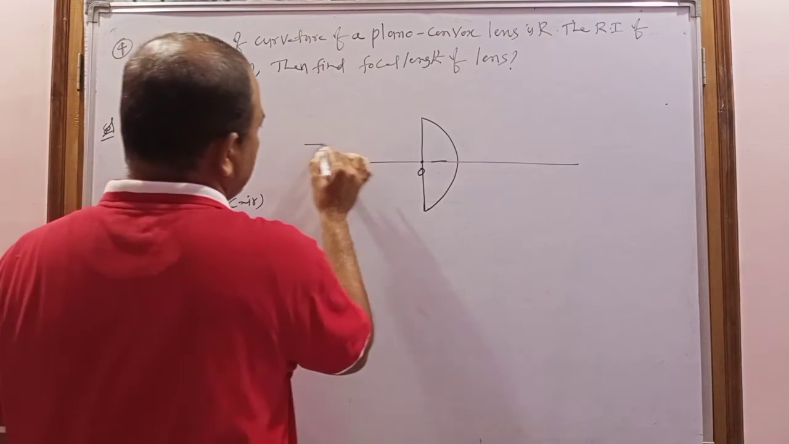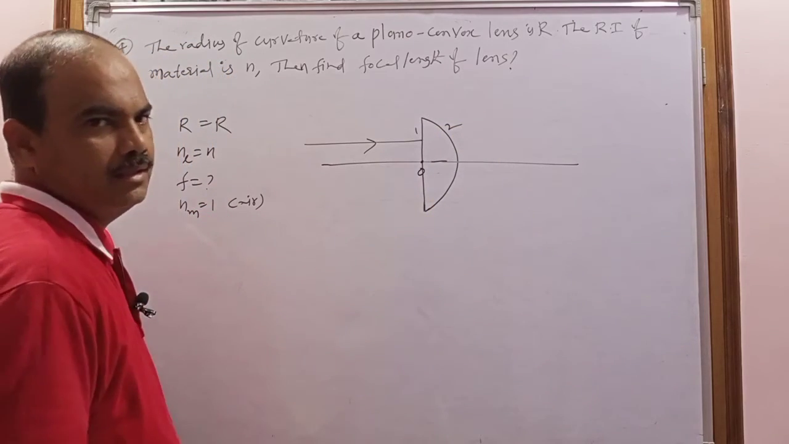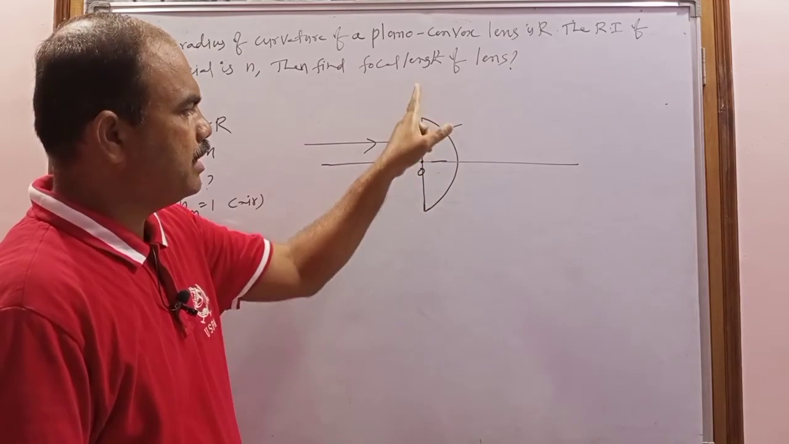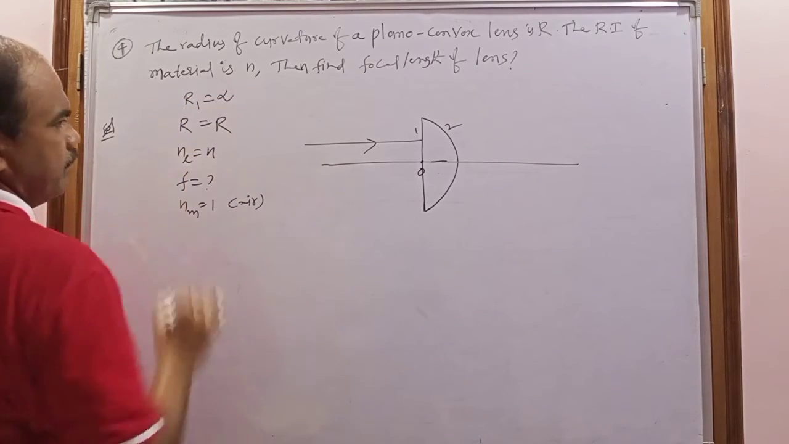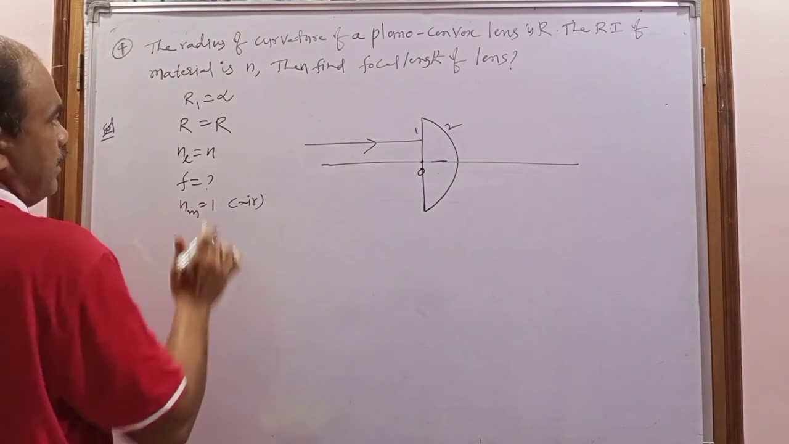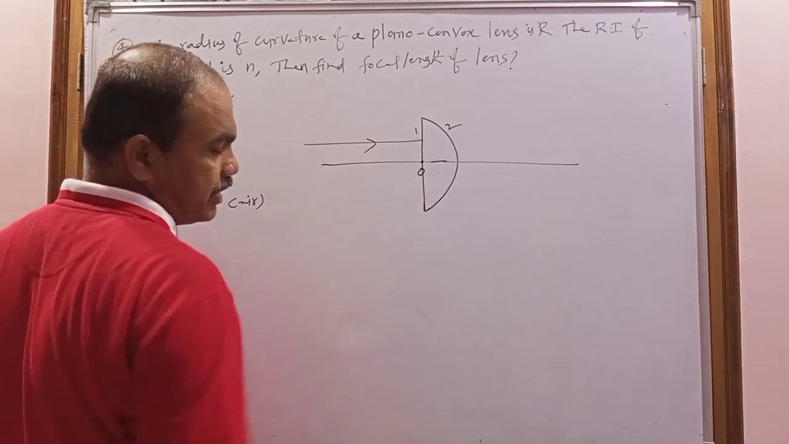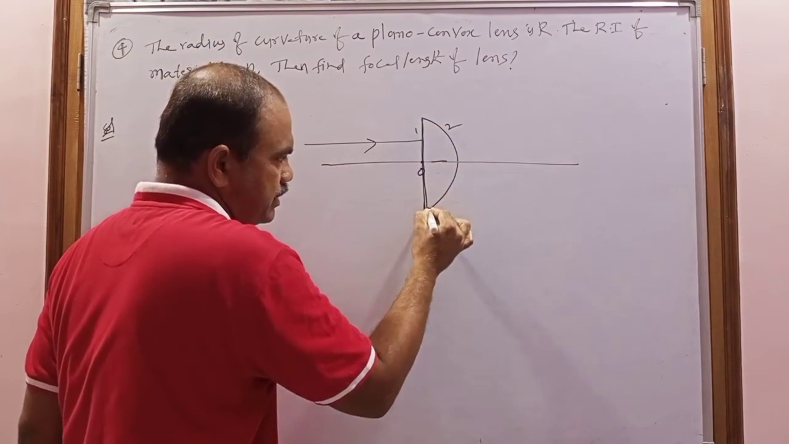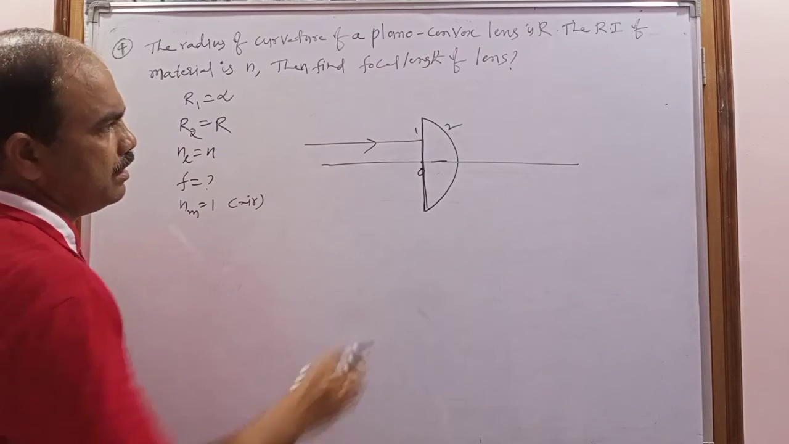Now consider that light is incident on the surface. Then this becomes the first surface and this is the second surface. When I take the first surface, it is a plane. What is the radius of curvature of a plane surface? Infinity. So R1 is infinity. The second surface's radius of curvature is given in the problem, and this becomes R2. So R1 is infinity and R2 is R.